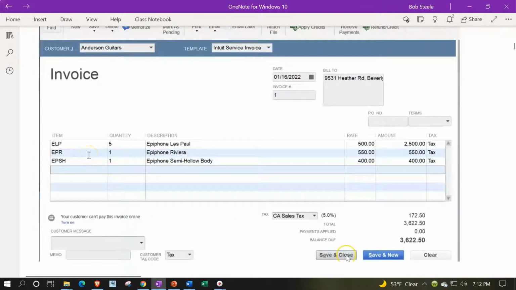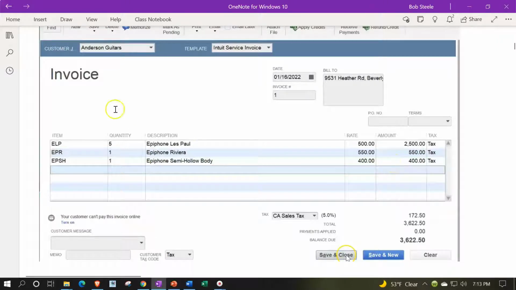The items are the things that are going to be driving what accounts will be impacted by the invoice. We have 3 rows of items, those being 3 different pieces of inventory. The ELP, a type of guitar, 5 of them, rate 500, that gives us the 2,500. We've got one of the EPRs, they cost $550, and an EPSH for $400, one of those for $400.